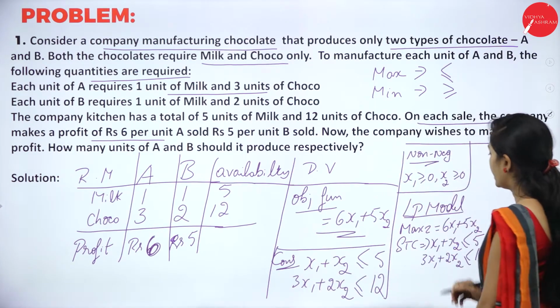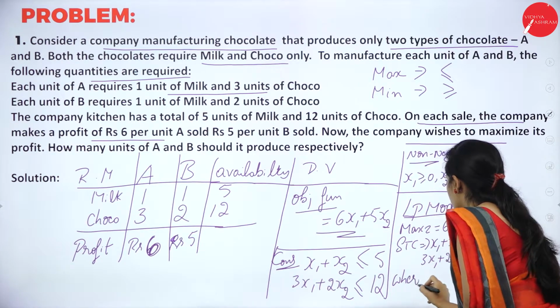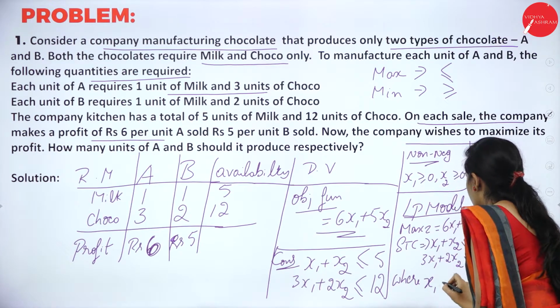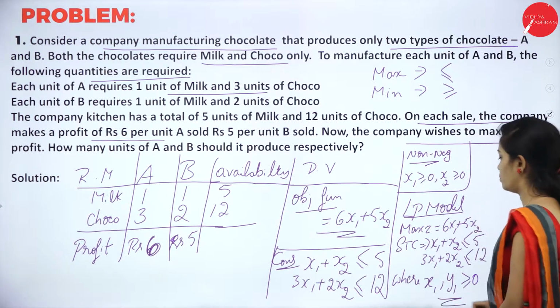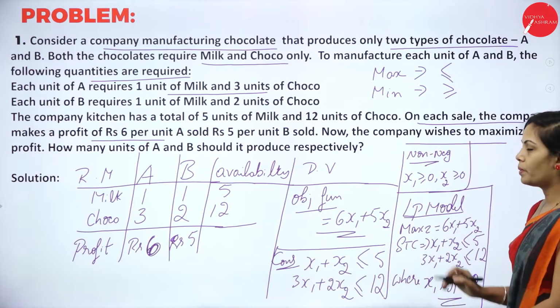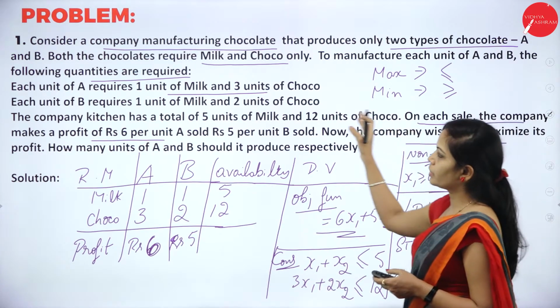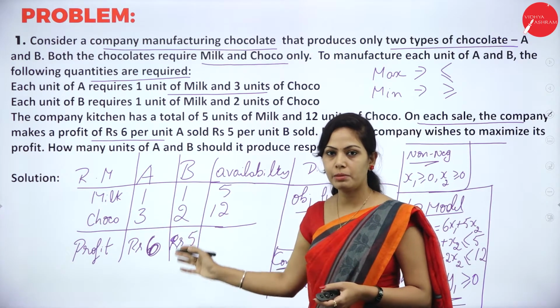So this is your LP model, and finally the non-negativity constraints: x1 and x2 greater than or equal to 0. Very simple concept. Please read the question properly and you can directly prepare an LP model.